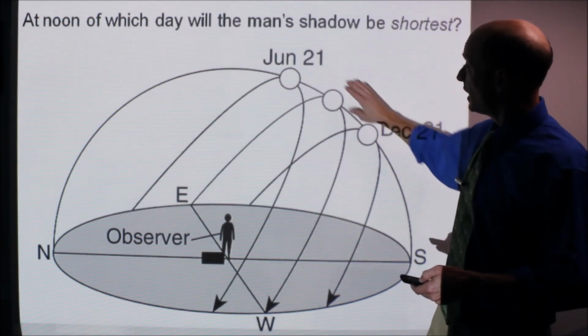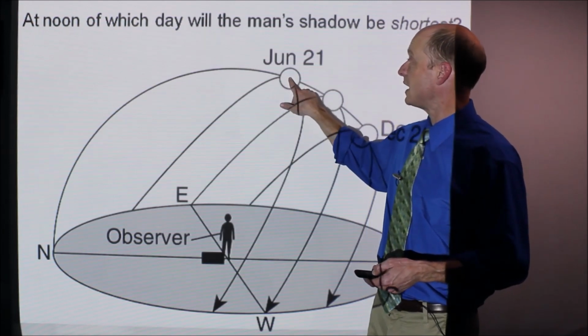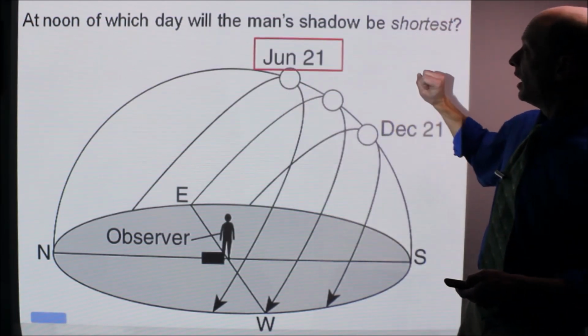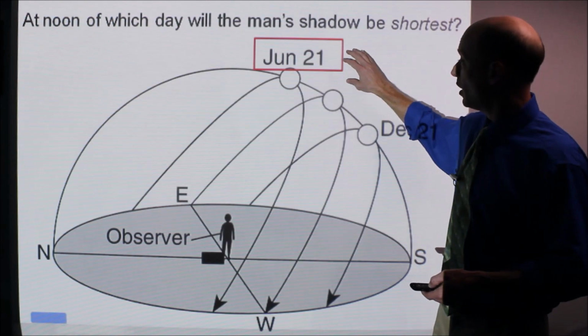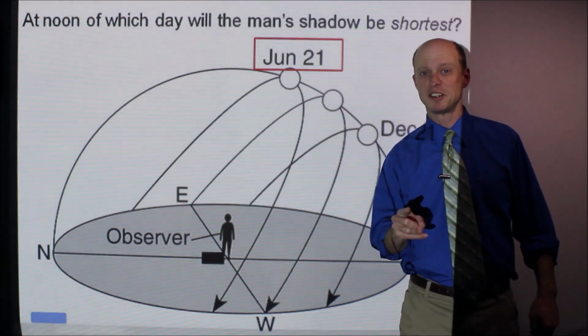And on June 21st, it would be like this. It would be shorter because the sun is higher in the sky at solar noon. Therefore, he will have the shortest shadow on June 21st. This stuff's important. Make sure you know it.